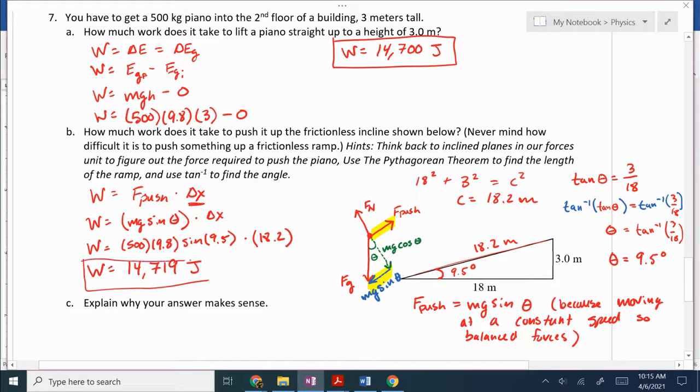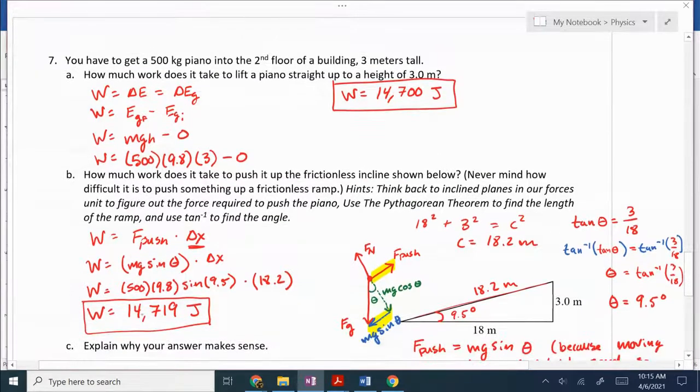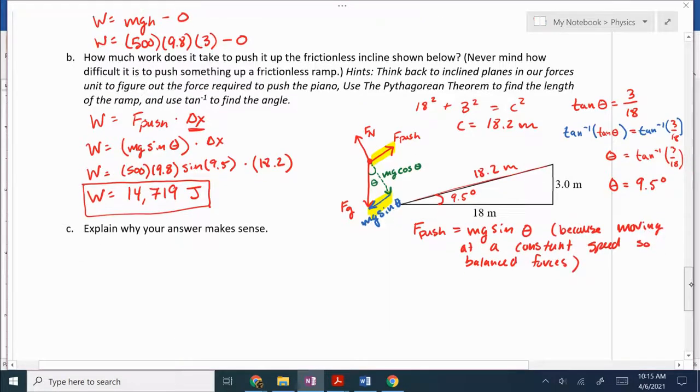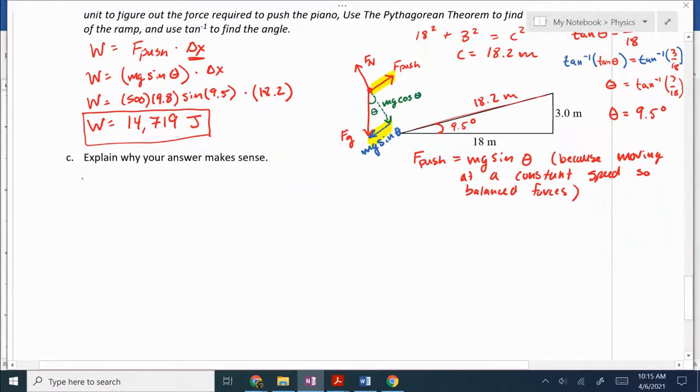So why does this make sense? It's roughly the same amount. Sure, it is 19 joules more, but it makes sense because these two numbers are basically the same, right? 20 joules doesn't really make any difference when we're talking about 14,000. So why does it make sense that they're the same? Well, we've accomplished the same task, right? Because we didn't lose any energy to anything, it makes sense that both of those numbers are going to be the same.